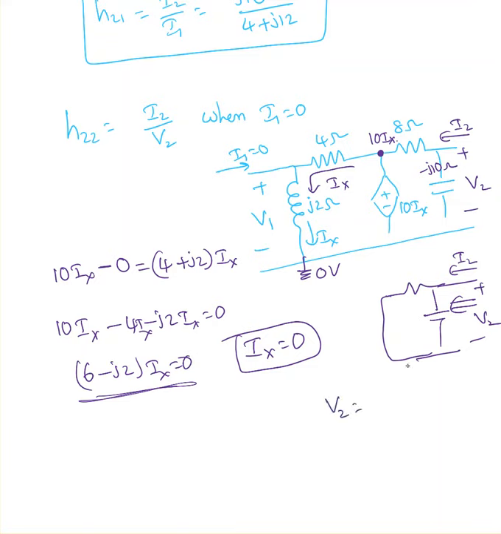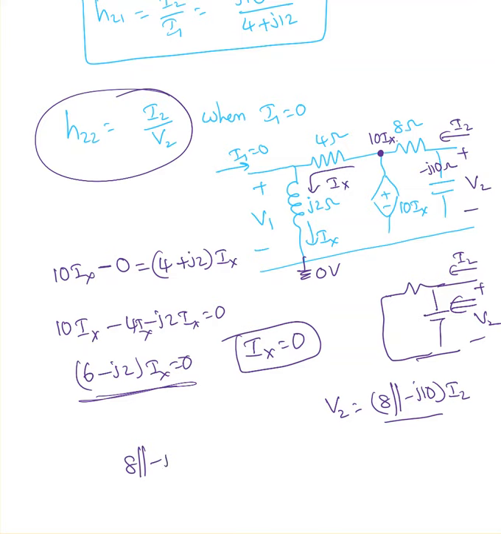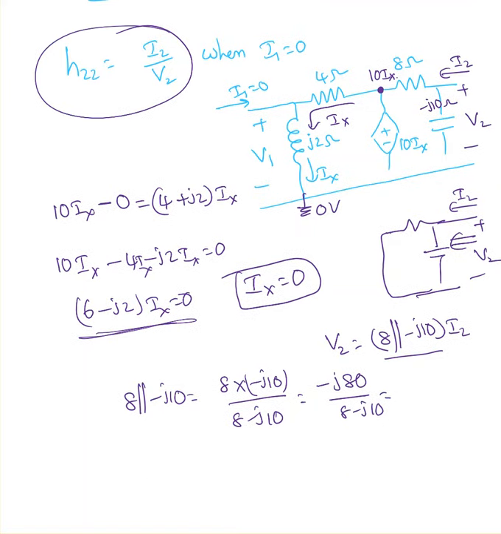V2 equal to, these two are in parallel, which is 8 parallel with minus j10, times I2. So my H22 is I2 over V2. Let me find this parallel combination. 8 parallel with minus j10 is 8 times minus j10 divided by 8 minus j10, which is minus j80 divided by 8 minus j10. I'm going to leave it here. V2 equal to minus j80 over 8 minus j10 times I2.